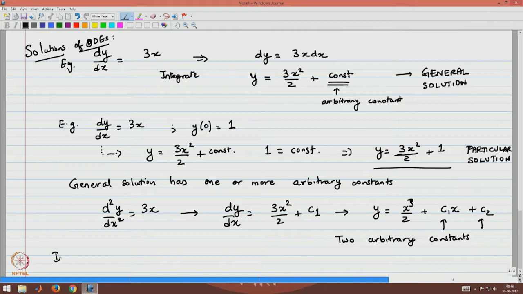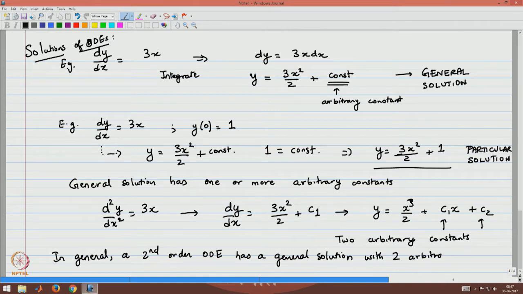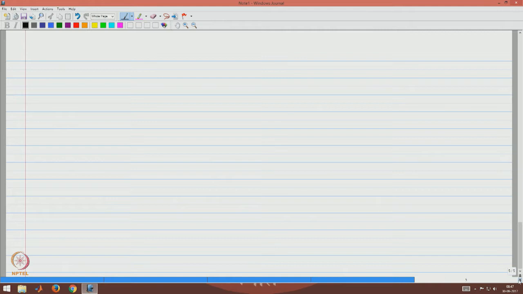So, in general, a second order ODE has a general solution with two arbitrary constants. If you have a third order ODE, then you would have a general solution with 3 arbitrary constants, and you need conditions to determine these arbitrary constants. In a first order ODE, you could determine the arbitrary constant with just one condition, y of 0 equal to 1 in this case. Here, you need more than one condition. So, that is about general and particular solutions.